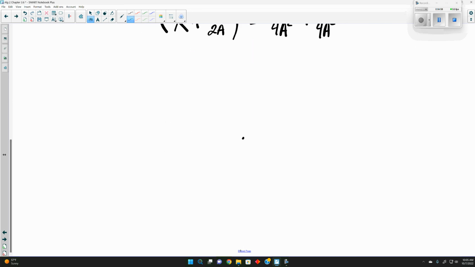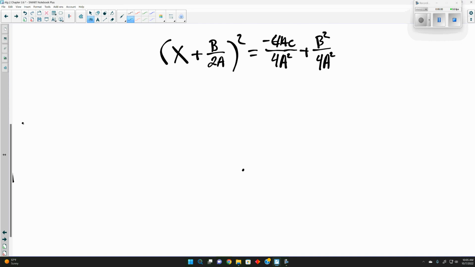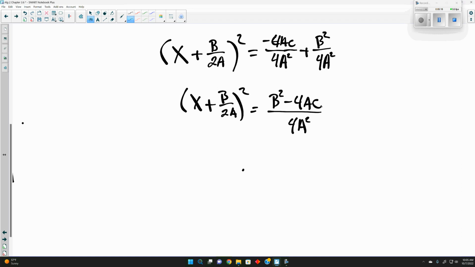And again, once we get to the end, most likely this is going to be something that y'all are familiar with or at least seen. x plus b over 2a squared is now equal to, the denominator is going to be 4a squared. The numerator we can say is b squared minus 4ac.